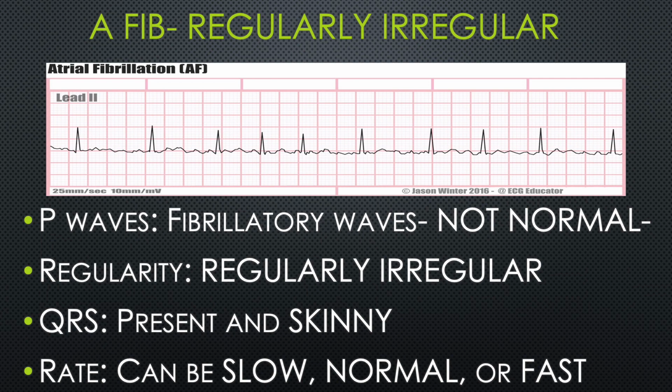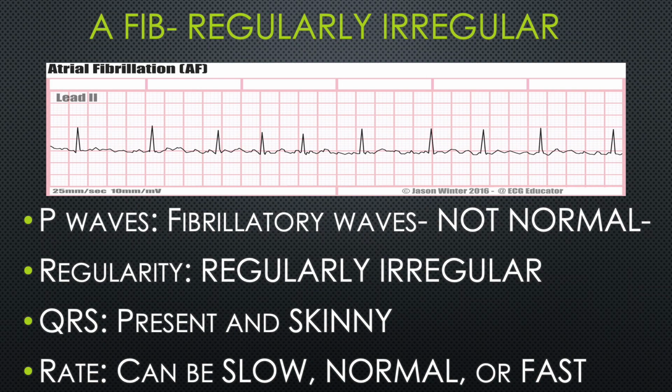Every beat is going to have a different distance from the last beat. So you can see, even looking at this rhythm, those QRSs all have different distances from each other. So it's regularly irregular. It's going to be one of the few basic rhythms that you need to understand that is irregular. You can see, though, one thing you can count on is your QRS. It's present and skinny, because remember, the QRS is telling us about the bottom of the heart. Do we have a problem with the bottom of our heart in this rhythm?